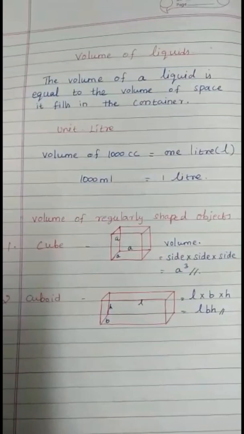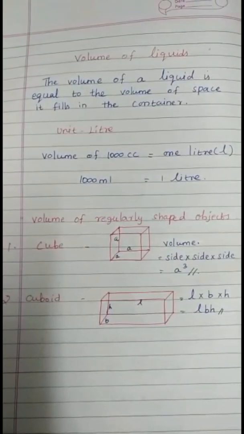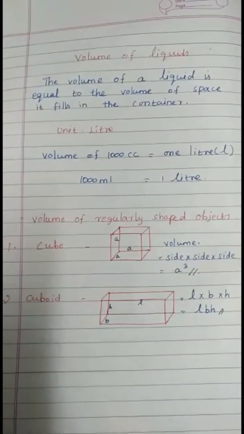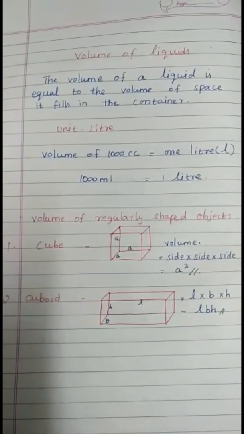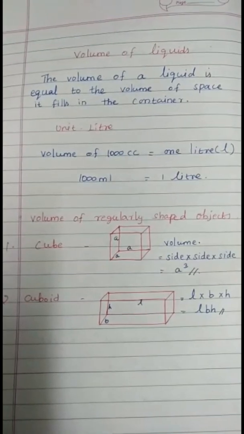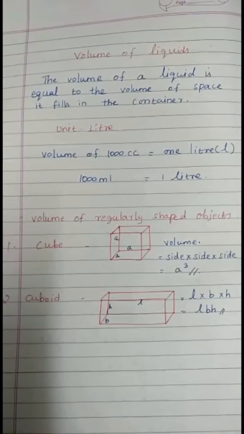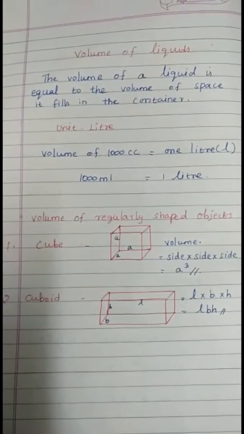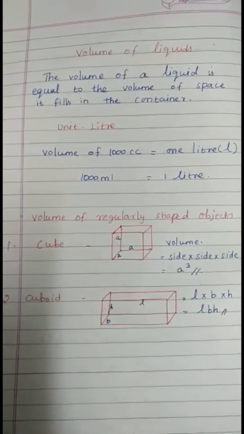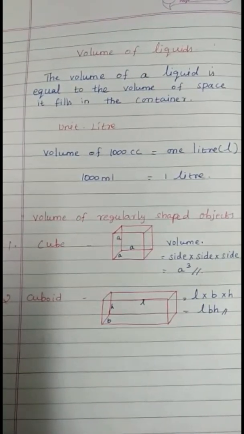Okay, children. Next we are going to see about volume of liquids. The volume of a liquid is equal to the volume of space it fills in the container. This can be directly observed from the readings marked in the measuring container. Liter is the commonly used unit to measure the volume of liquids. A volume of 1000 cc, that is cubic centimeter, is termed as 1 liter.